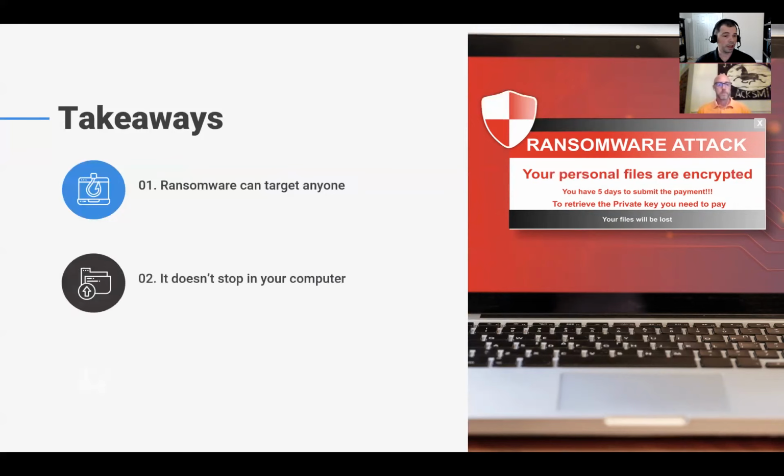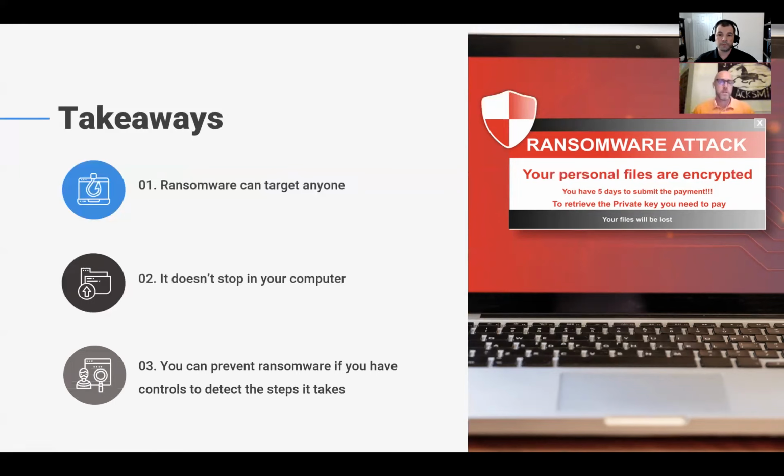The second thing is, don't think that this stops at the computer level. Again, we were talking about your network shares, your servers, your backups. The backups are a primary target today. In the last three incident responses that Meriplex had to act on, the backups were the target. They were the primary target, and then we saw the ransomware on the rest of the devices.